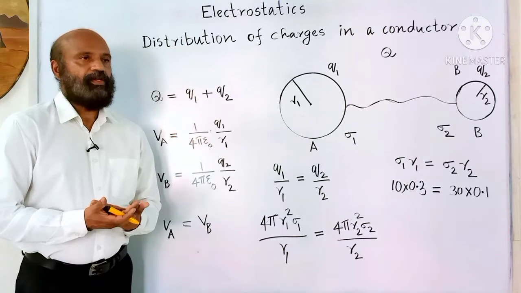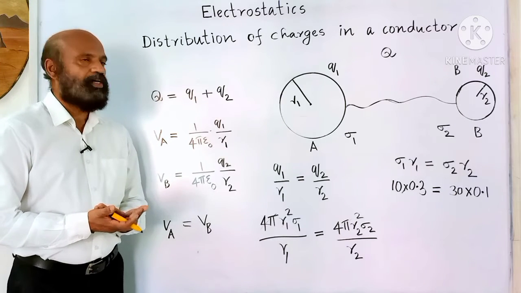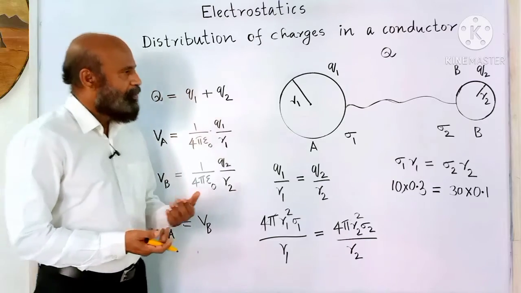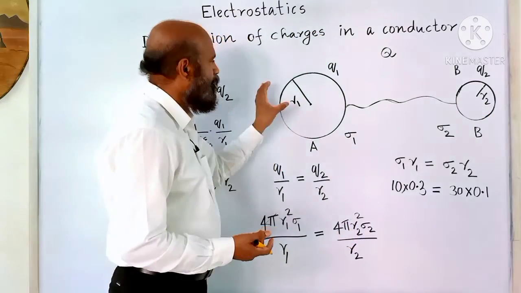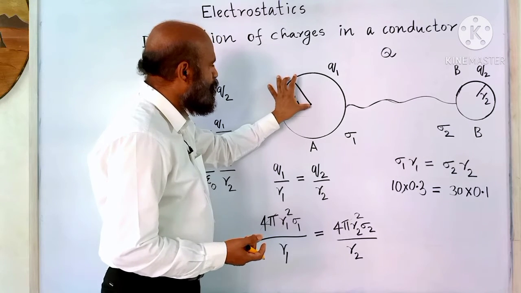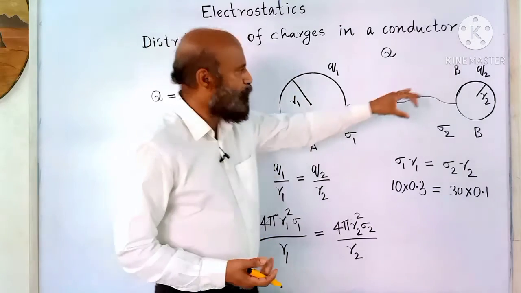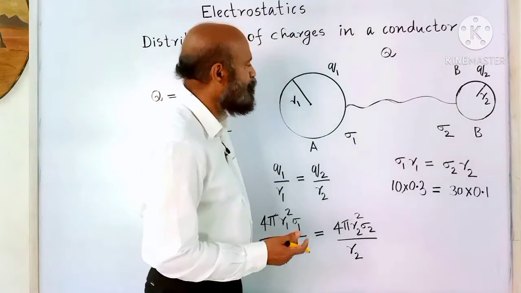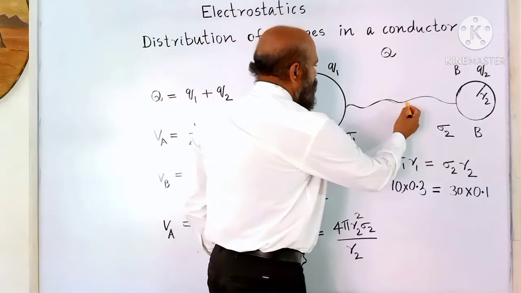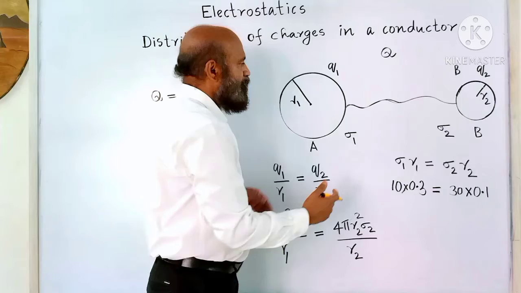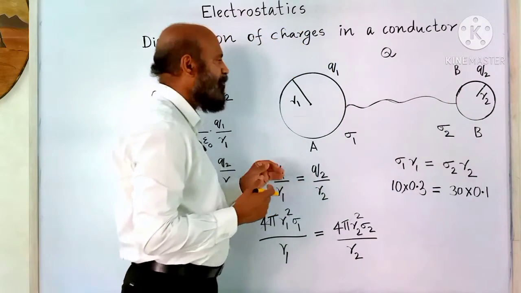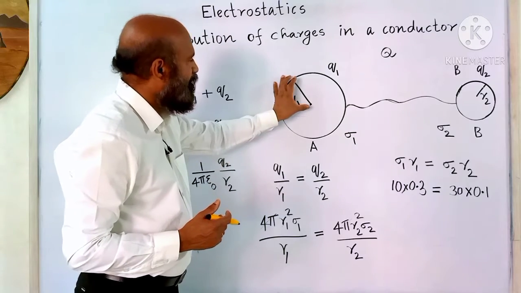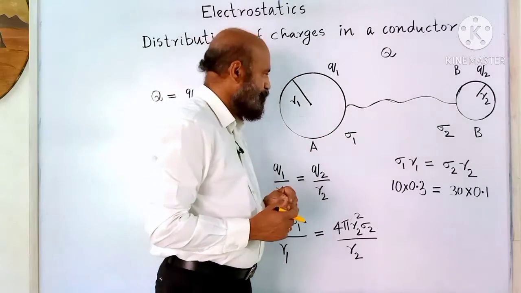In this video, let us see distribution of charges in a conductor. Here there are two spheres of unequal radii. Radius of the first sphere is R1, radius of the second sphere is R2. It is connected by a wire. Distance between the spheres is much greater than the radii of the spheres.